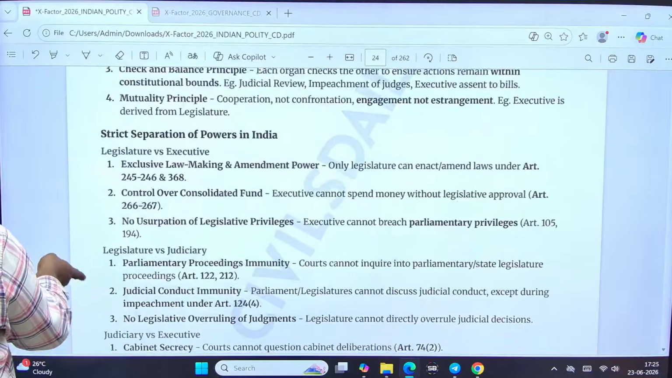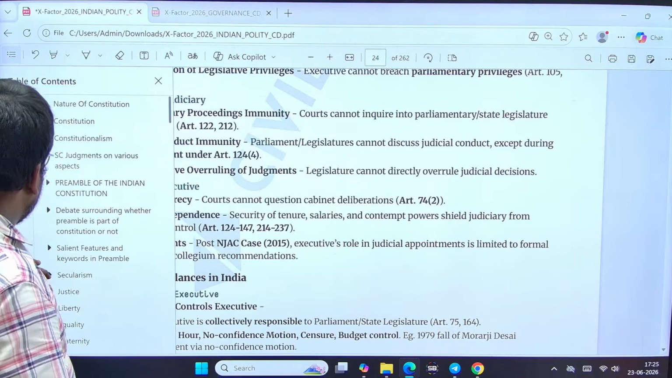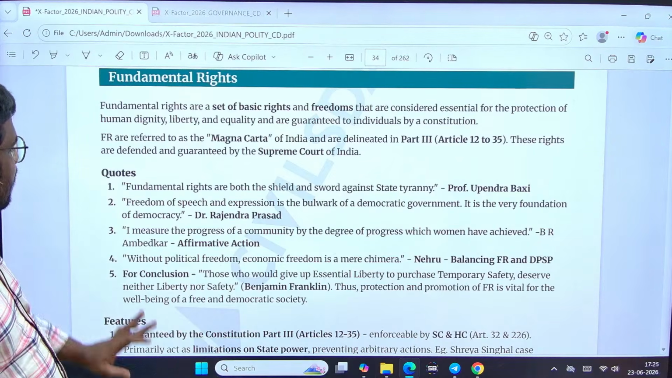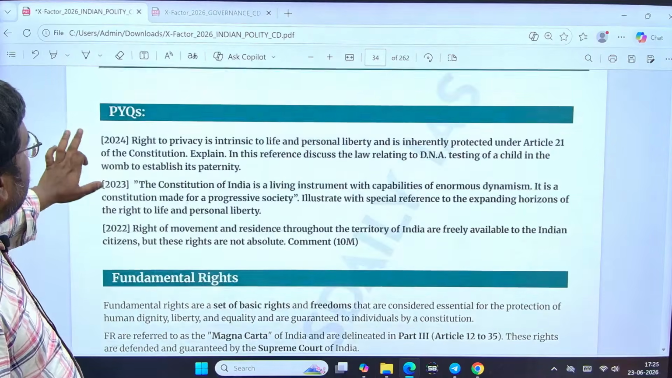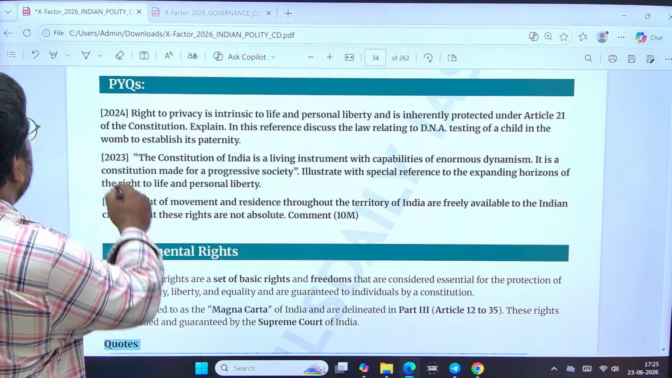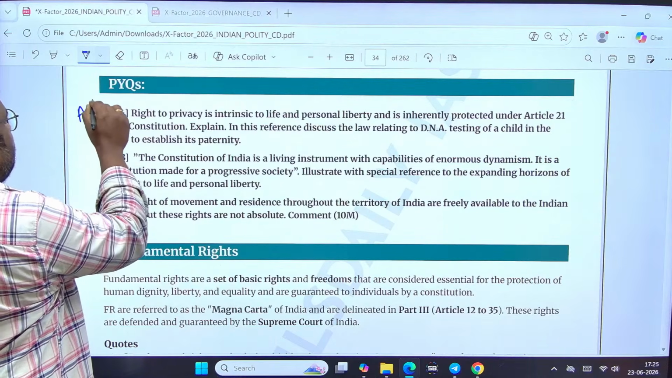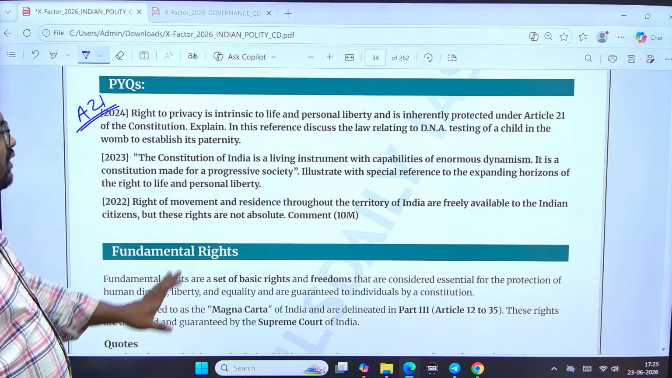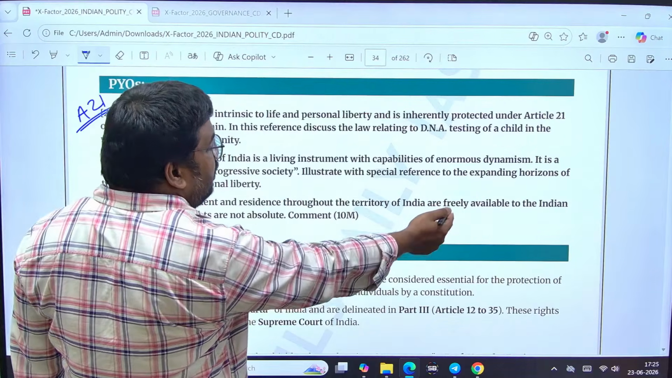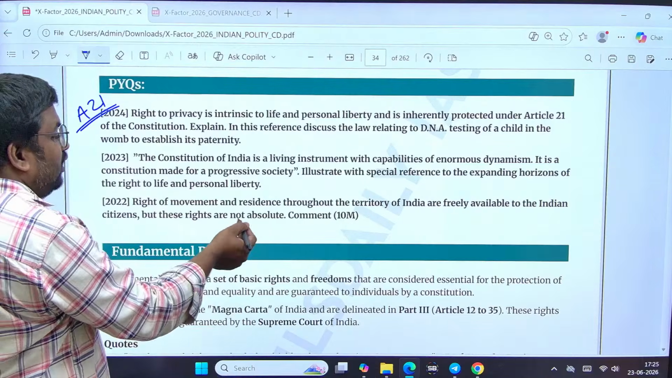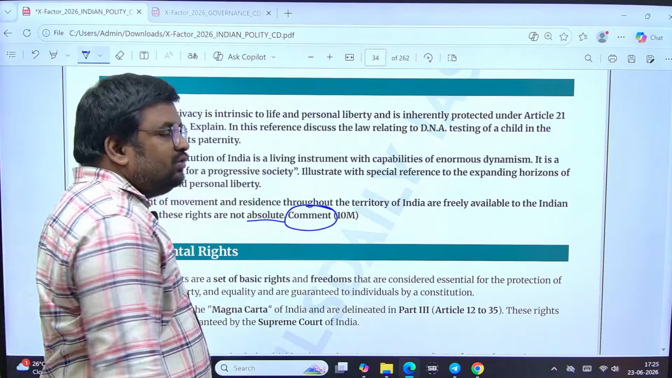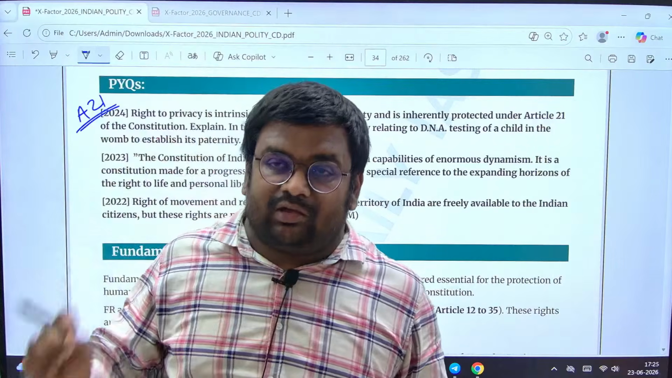Okay. Similarly, if we go to the more current related topics, if we go to the fundamental rights, okay, again in fundamental rights majorly the questions that they have asked in recent years is with respect to Article 21 only, but here they have also asked static: right to movement and reside throughout territory is freely available to Indian citizens but not absolute. So this is a completely static question. ठीक है, जो आपके लक्ष्मीकांत में उसके रिलेटेड स्टैटिक है वही आपको लिखना है.